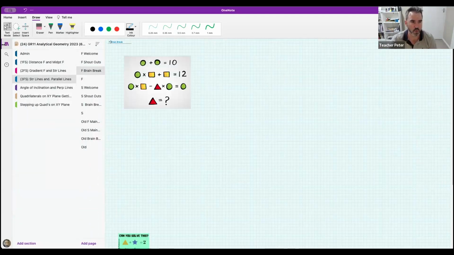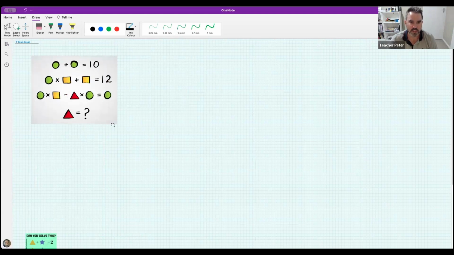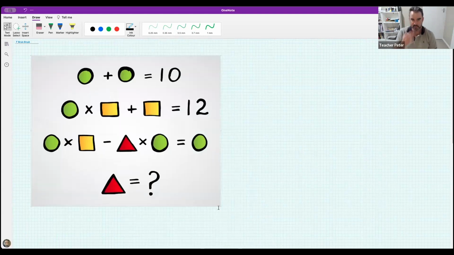But before we can move on, we need to have a proper puzzle. So here is today's puzzle. And I want to know, what is a red triangle worth in this particular question? Maybe we should start with the green dots. Who has some ideas for me?